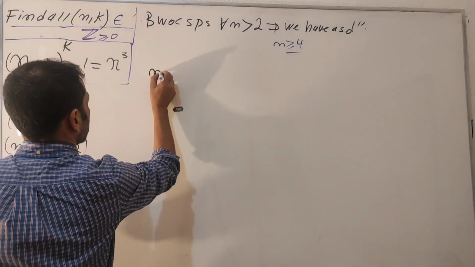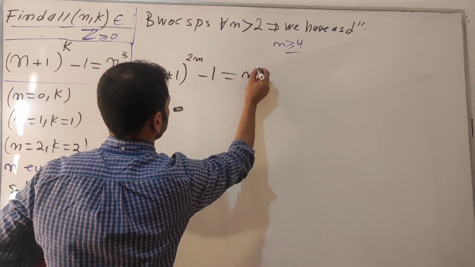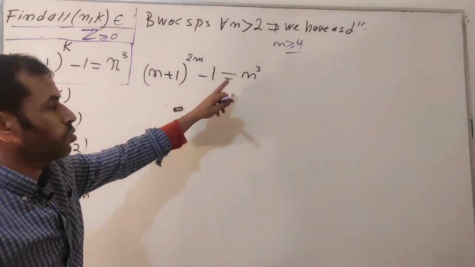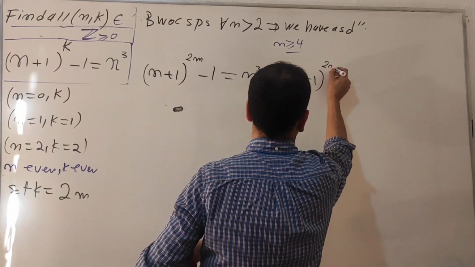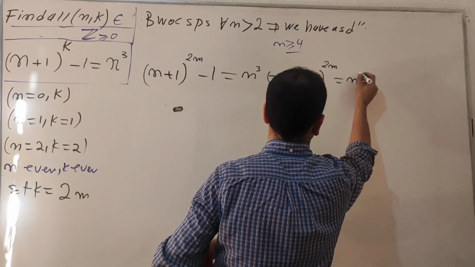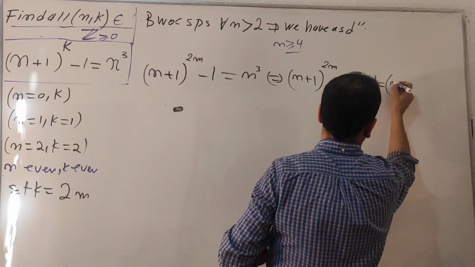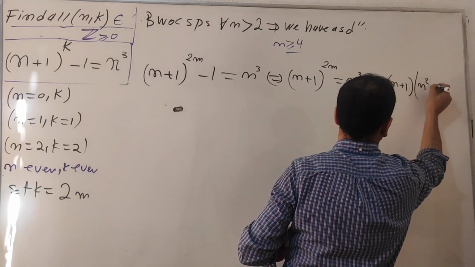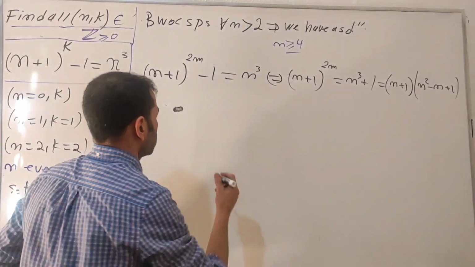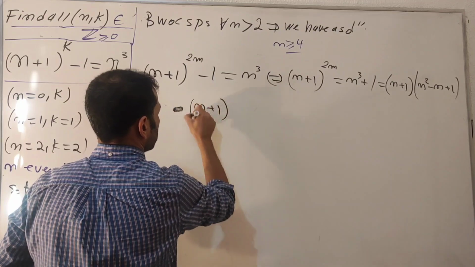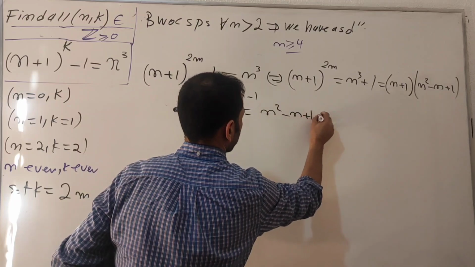So I get the following. I get (n+1)^(2m) minus 1 equals n cubed. As we know, taking this minus 1 to the right, I get (n+1) raised to the 2m, as an even exponent, equals n cubed plus 1, okay? So as we know, this one was in the form of the product (n+1) times (n^2 minus n plus 1). Let's cancel out n plus 1 from both sides. I will be left with (n+1)^(2m-1) equals n^2 minus n plus 1.